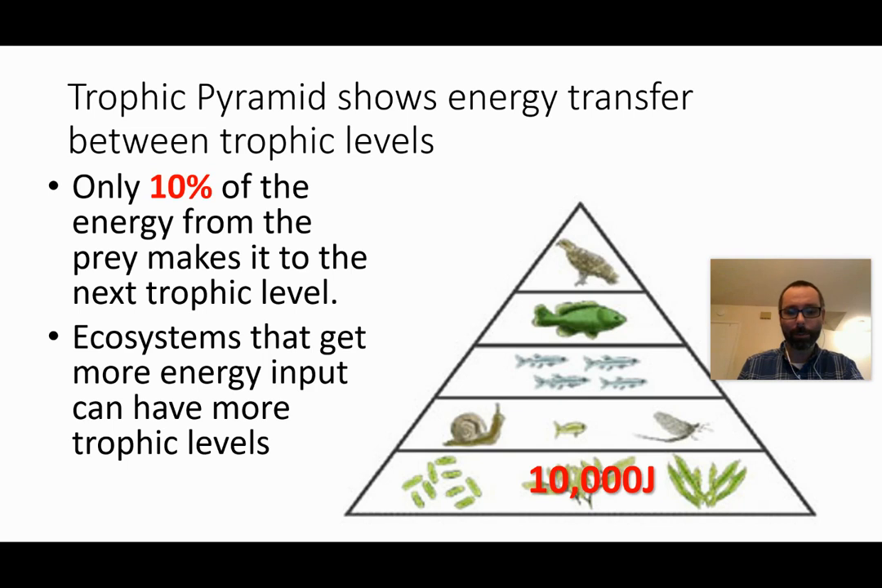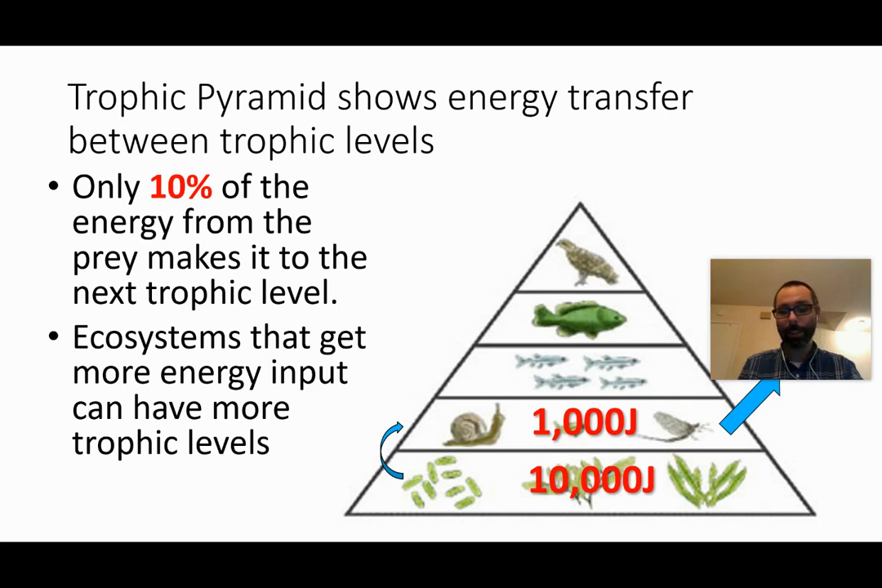Due to the 10% rule, only 10% of that is going to make it to the next level. So that would mean that there is only 1,000 joules of energy available in the bodies of the snails and the flies and the tiny little fish. Where did the other 9,000 joules of energy go?